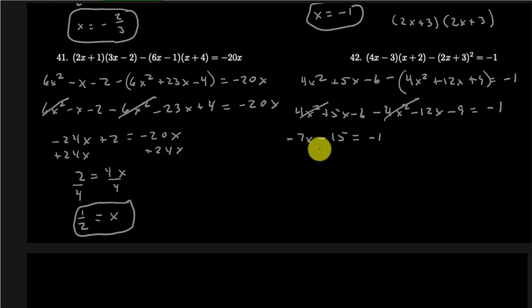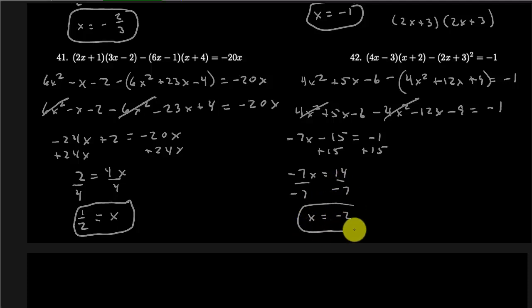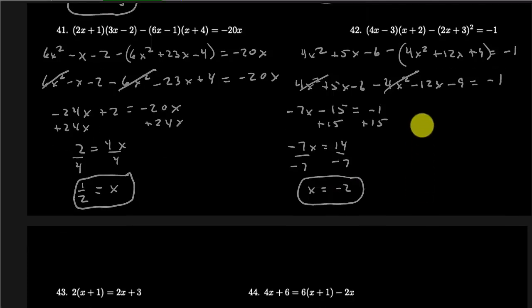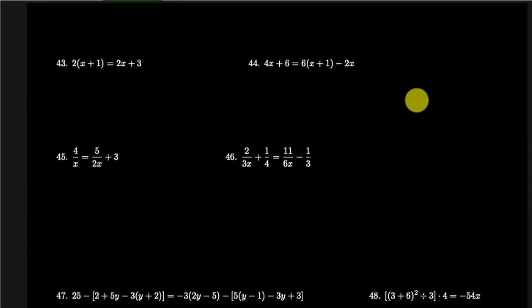Yep. And so then we're going to add 15 to both sides. I get negative 7x equals 14. Divide everything by negative 7. I get x is equal to negative 2. All right, we're getting there. We're almost done.